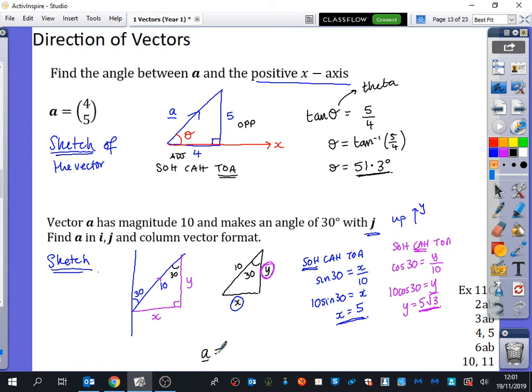It said, what is the vector A in I and J form? Well, in I form, 5 is the bit in the I direction, so it's 5I, underline the I, and the J part is 5 root 3J. It also wanted it in column form, so we're going to have it as 5 and 5 root 3.